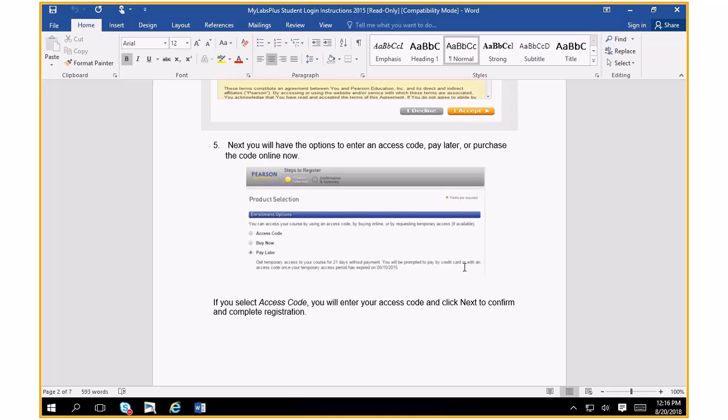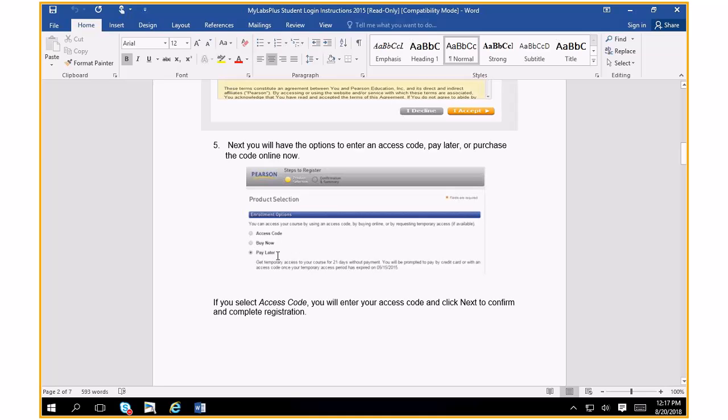All right? Now, in order for you to get into the course, which you're already in, you have to enter an access code. An access code is a proof of purchase, basically. You can get the access code with your book in the bookstore. You can get it in the bookstore by itself, or you can get it online. Here's where you decide that. If you have an access code from online, from the bookstore or a book, you click on access code right there. If you want to buy your access code online, you click on buy now.